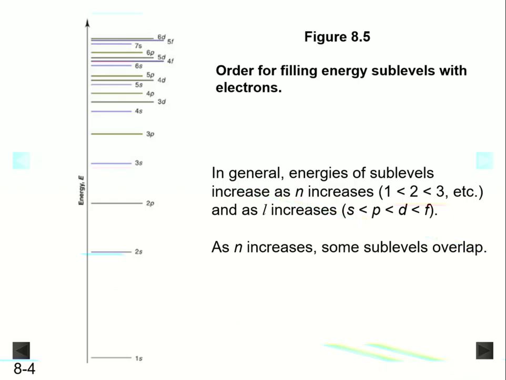Next, it's useful to know the order of filling energy sublevels within the multi-electron atoms that we're looking at in the periodic table. In general, we know that as n increases, the sublevels increase in energy, and as l increases, the sublevel increases as well. And as n increases, in some cases, the sublevels can overlap. So for example, the 4s fills before the 3d.